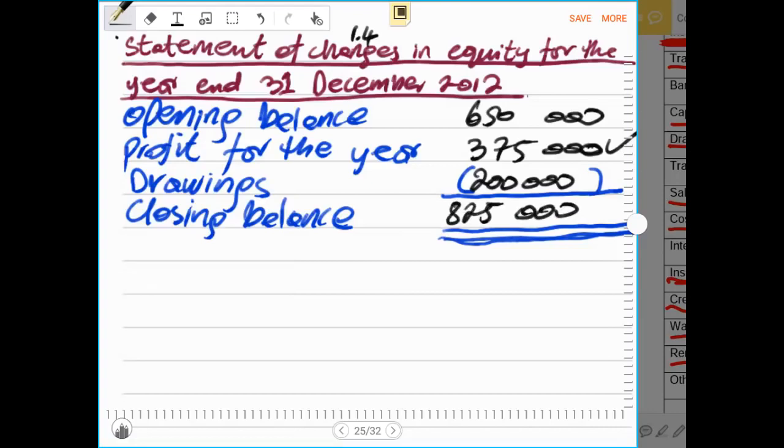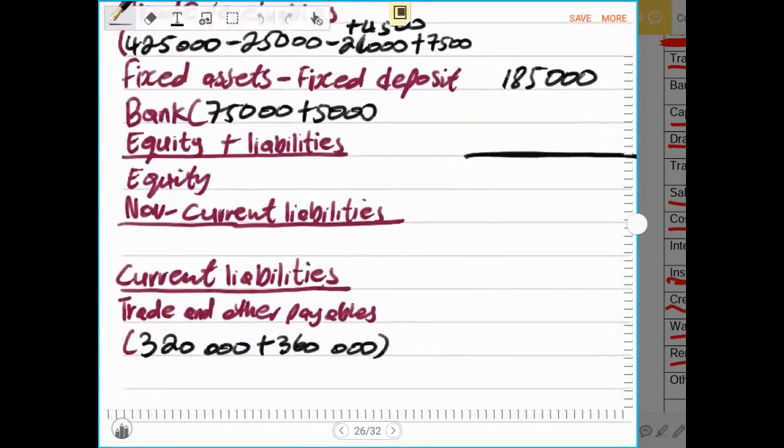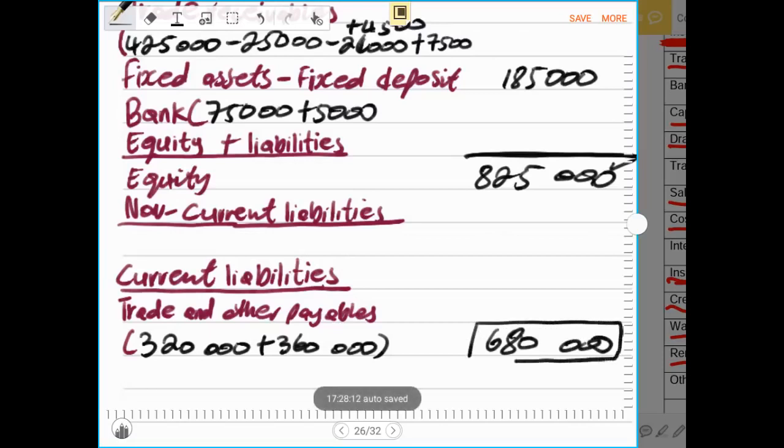Then this amount will go straight as it is in the statement of financial position. 825,000 rands. Even if it is wrong, record it there. You will get a full method mark for that. Even if you are confident that it is wrong, but transfer it, you get a method mark for that. And I always emphasize that. Let us just start with our liabilities. Here at the bottom we have 680,000 rands. These are our current liabilities.